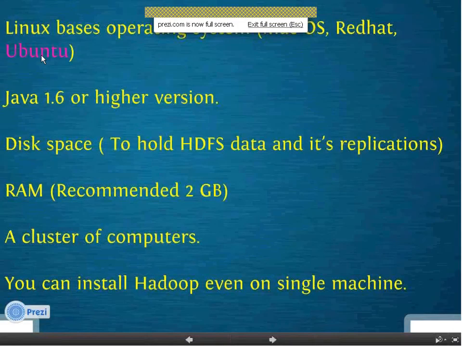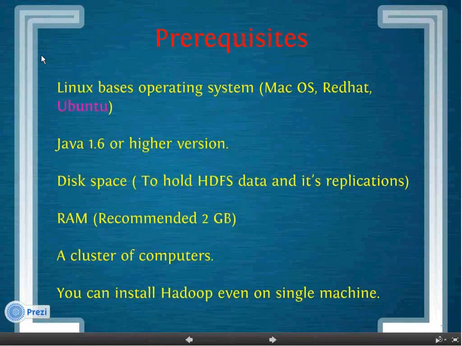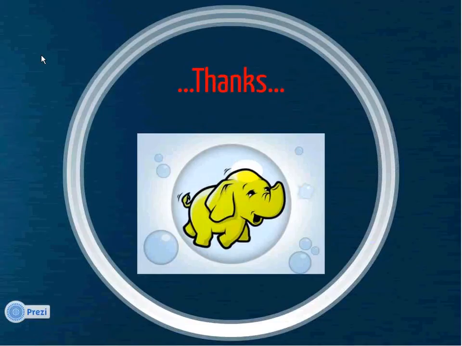So we were on the last slide. That was a prerequisite. So we don't need a cluster of computers. A single machine is sufficient for learning Hadoop. Logically, it is possible to make a single machine both master as well as slave. All the master processes will be running on your machine as well as all the slave processes. So with this slide, we are done with the introduction of Hadoop.